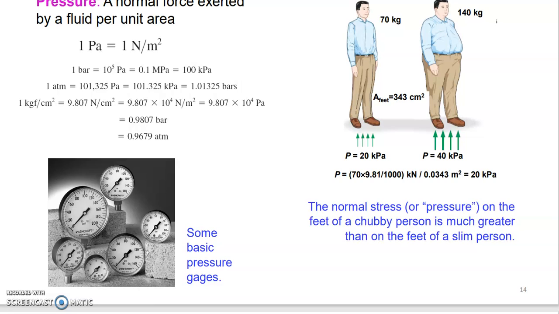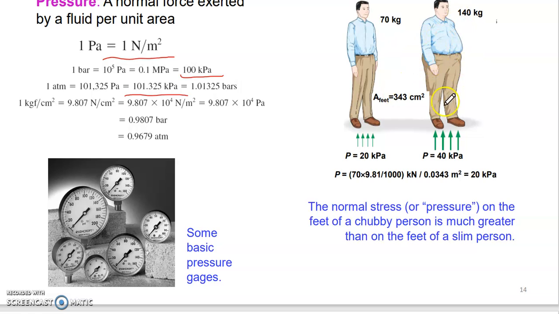Okay, then pressure also has various units. Let's go through that. For pascals, 1 pascal is equal to 1 Newton per meter square. Pressure can also be expressed as 1 bar, or 100 kilopascals. For atmospheric pressure, it is 1 atm, or 101.325 kilopascals. And then we also have other units such as Newton per cm square, bar, and atm.